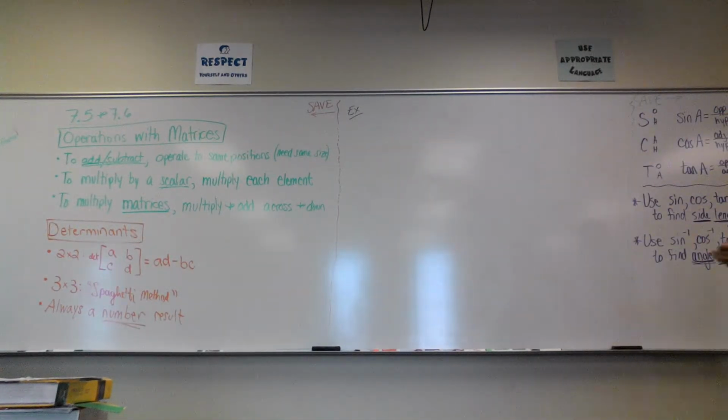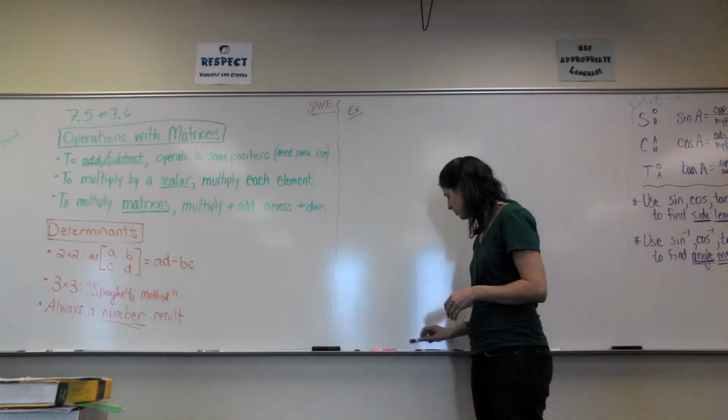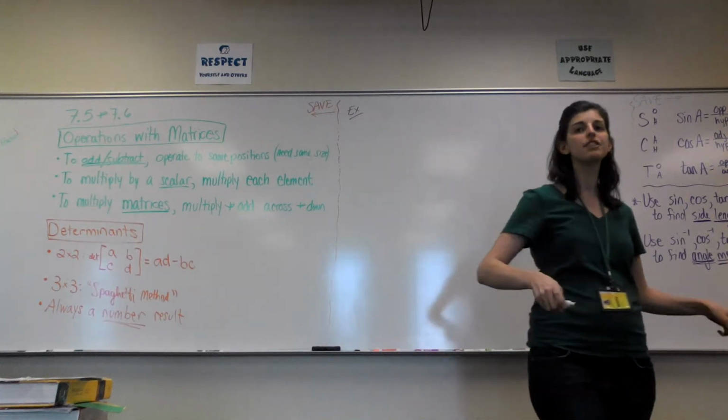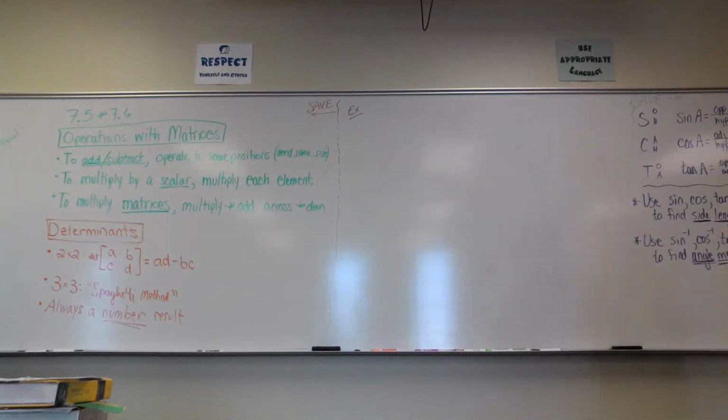But I'll use the light for the one. All right, so you can take the determinant only of square matrices. So they have to have the same number of rows as they do columns.